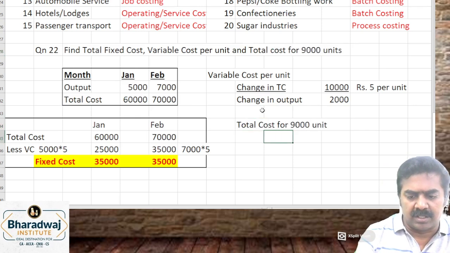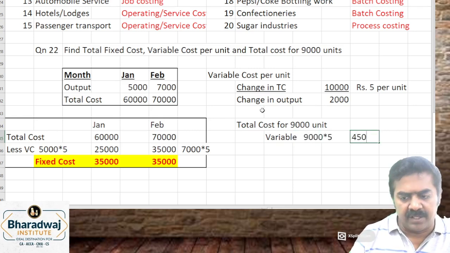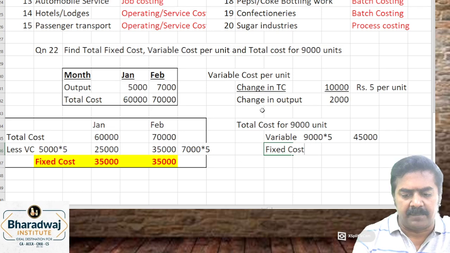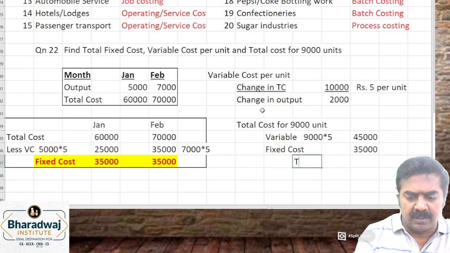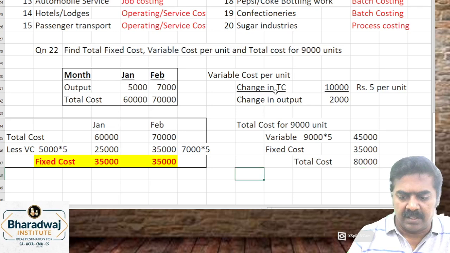How to work out total cost for 9,000 units? Variable cost will be 9,000 into 5. How much? 45,000. What about fixed cost? Will it change or will it be the same? Same. What is the amount? 35,000. If you add up total cost, total cost for 9,000 units is how much? 80,000.